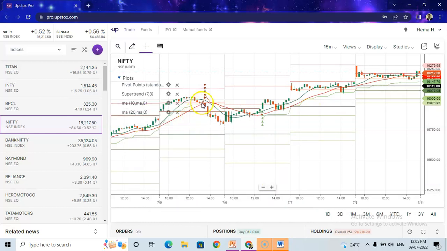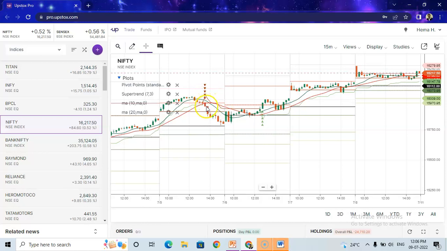Here you can see there is a super trend sell. So here it is a sell call, and the 10-day moving average and 20-day moving average both are there. This 10-day moving average and 20-day moving average are going to cross here. So the 20-day is crossing the 10-day moving average. Whenever the 20-day crosses the 10-day moving average, it will come down. So this is a double confirmation which you can do.